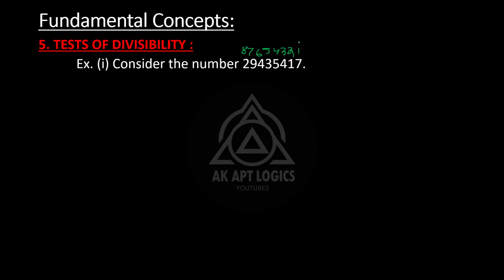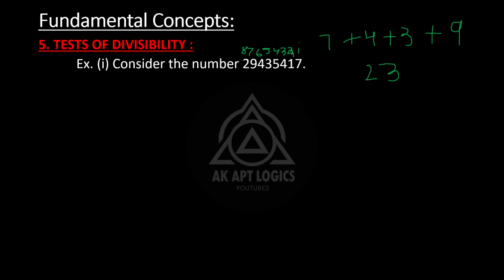In the first place we have 7, plus in the third place we have 4, plus in the fifth place we have 3, plus in the seventh place we have 9. We are going to add: 7 plus 4 is equal to 11, 11 plus 3 is equal to 14, 14 plus 9 is equal to 23. Next, we are going to add the values at the even places.